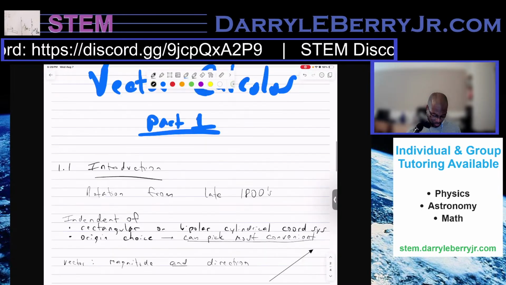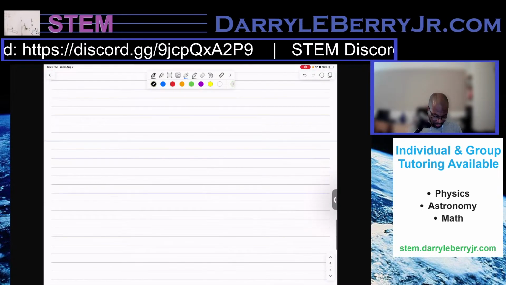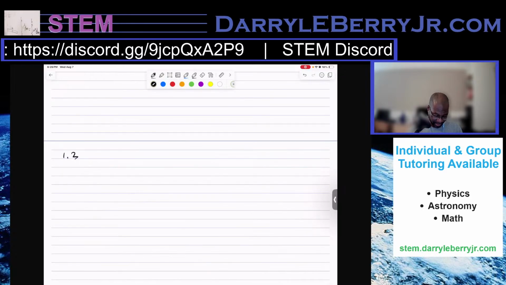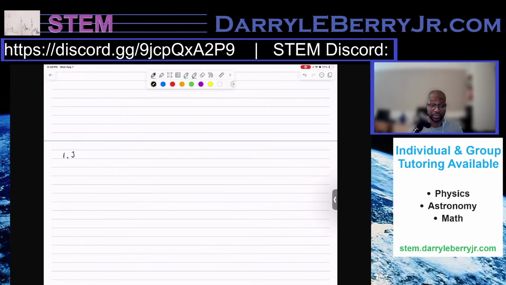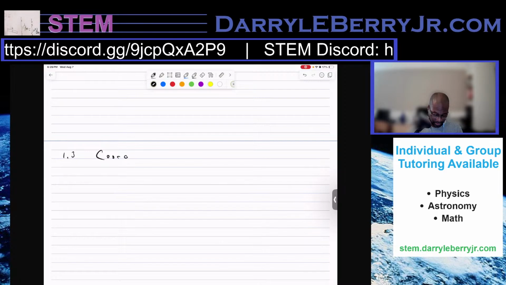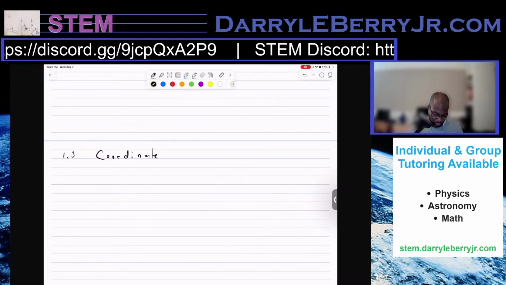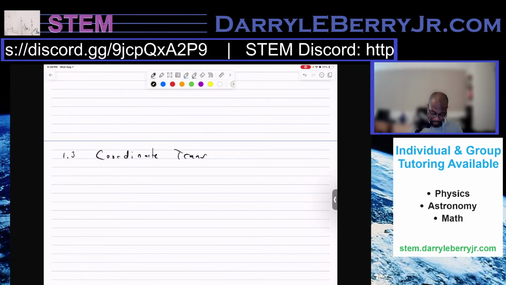So we've gotten through section 1.1, section 1.2. Coming up, either later today or tomorrow, will be section 1.3, which is coordinate transformations.